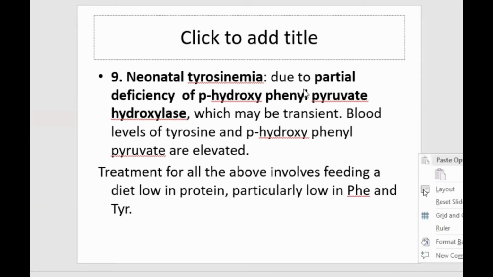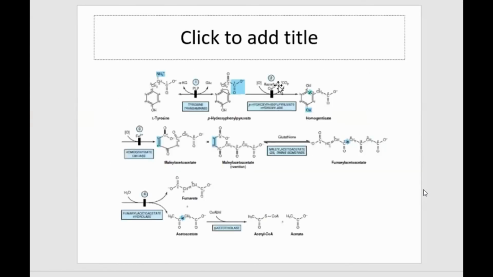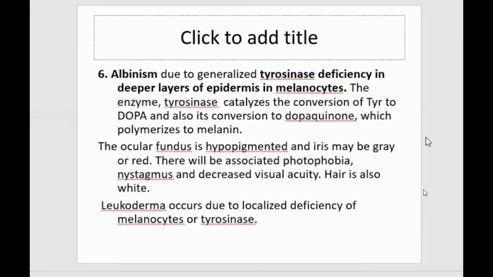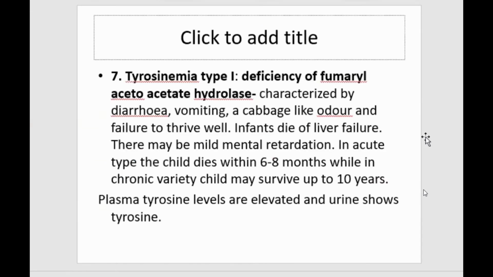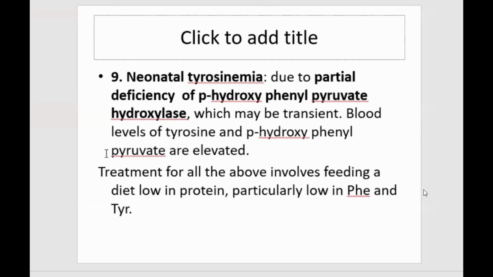Neonatal tyrosinemia. Next condition, it is due to partial deficiency of para-hydroxyphenyl pyruvate hydroxylase, the second enzyme. Para-hydroxyphenyl pyruvate oxidase or hydroxylase deficiency will lead to neonatal tyrosinemia. And this deficiency may be transient. So blood levels of tyrosine and para-hydroxyphenyl pyruvate are elevated.